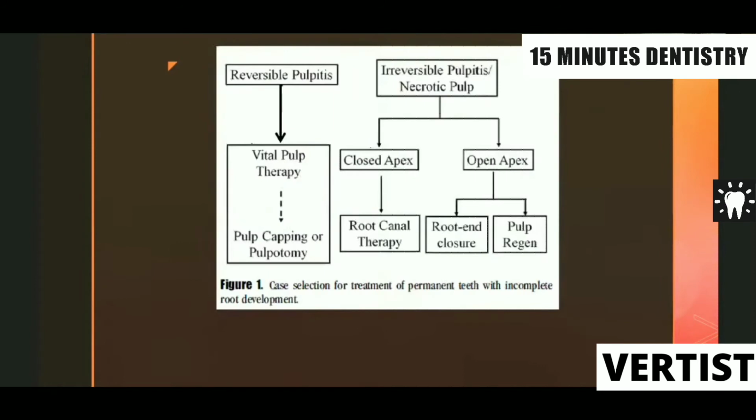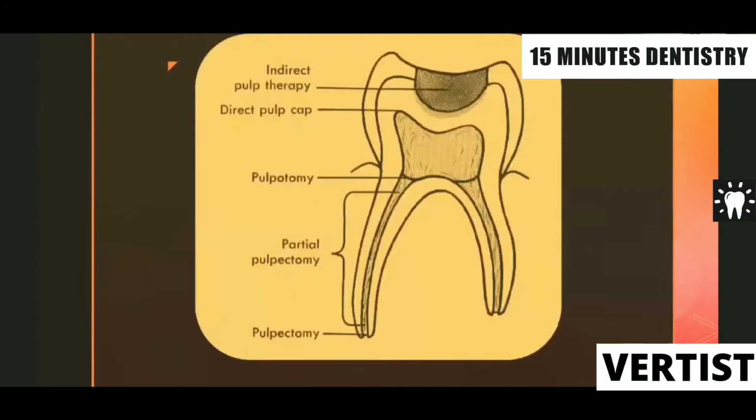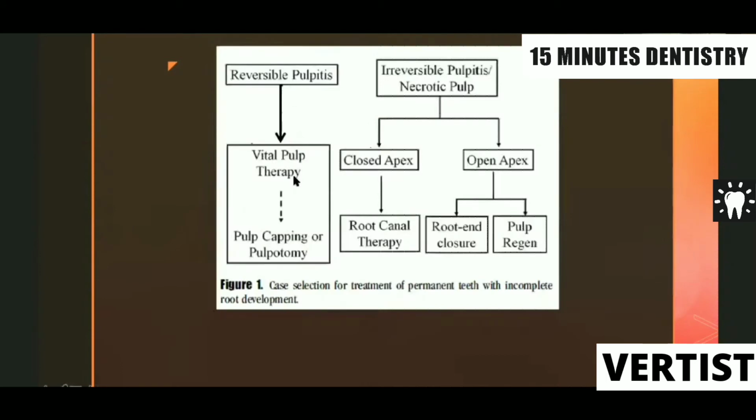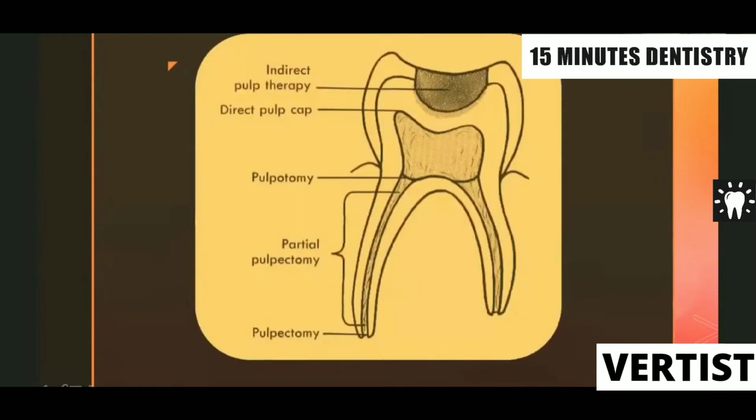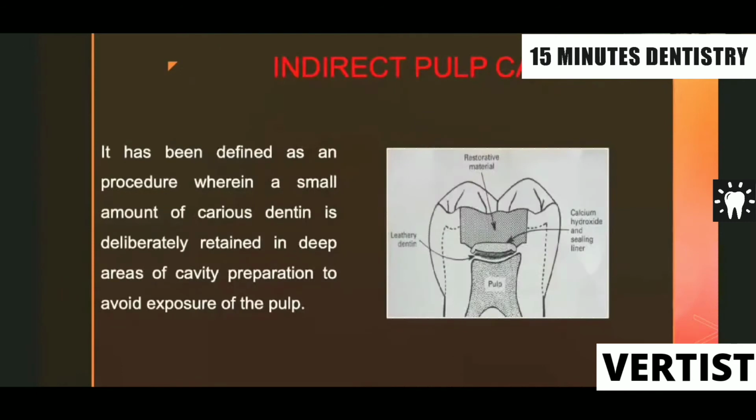So what are the different things? Let's look at that. Now, here you can see in reversible pulpitis, you can do vital pulp therapy like pulp capping or pulpotomy. But in irreversible pulpitis, if it's a closed apex, no vital pulp therapy, root canal. But in open apex, you might have to do apexogenesis, right? So let's look at indirect pulp capping.